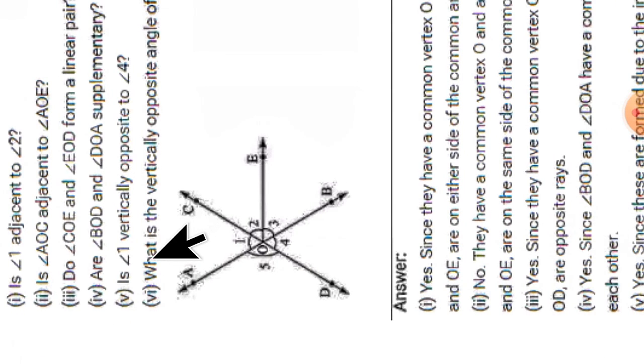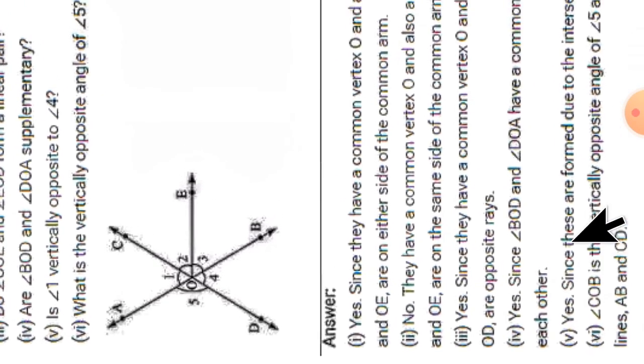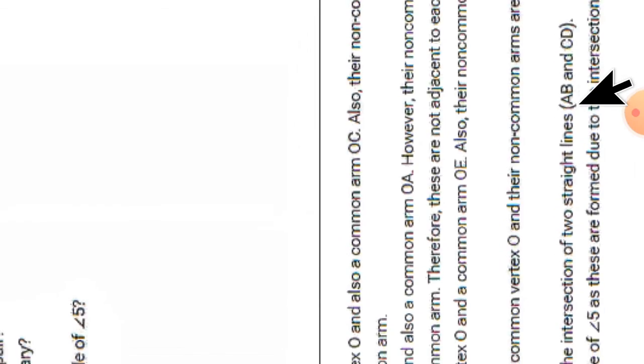Is angle 1 vertically opposite to angle 4? Angle 1 and angle 4 are formed by the intersection of two lines, line AB and line CD. So angle 1 is vertically opposite to angle 4. Yes, since they are formed due to the intersection of two straight lines, AB and CD.